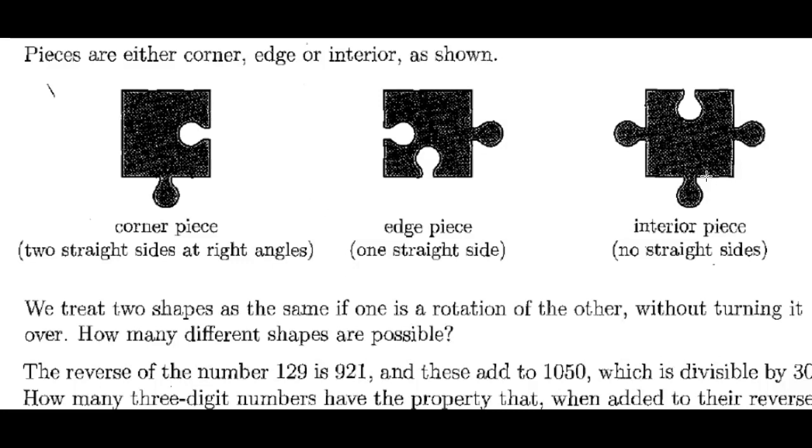And we've got to realize that we can rotate our jigsaw pieces around, but what is important to note is we treat them as 3 separate types of pieces. So we've got a corner piece, an edge piece, and an interior piece. So if I just go to a blank page here, let's start with the edge pieces.